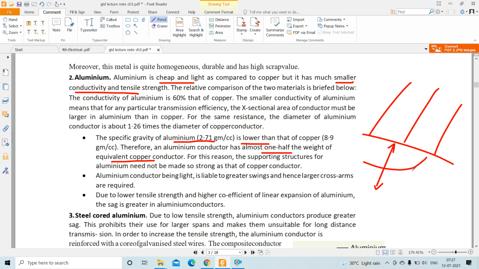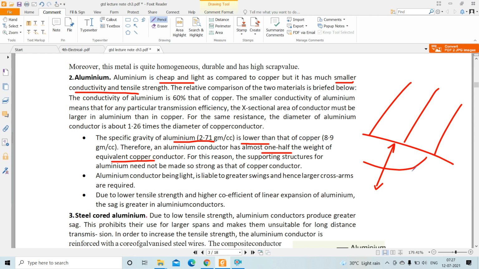Due to lower tensile strength and higher coefficient of linear expansion of aluminium, the sag is greater in aluminium conductor. What this sag is, we will discuss later. You just remember here that it has low tensile strength and a higher coefficient of linear expansion.